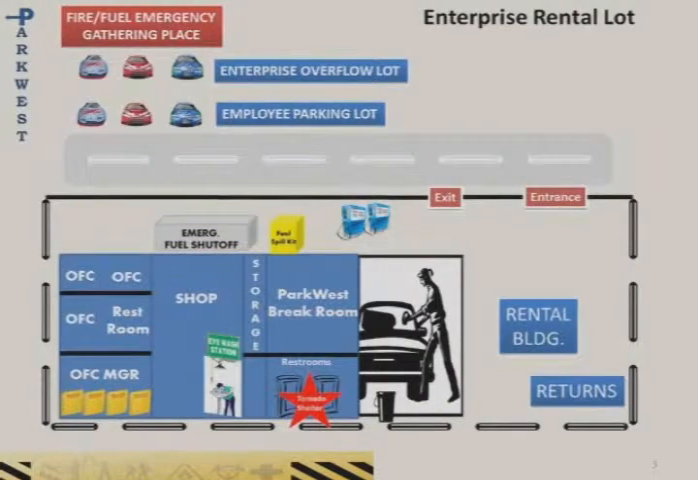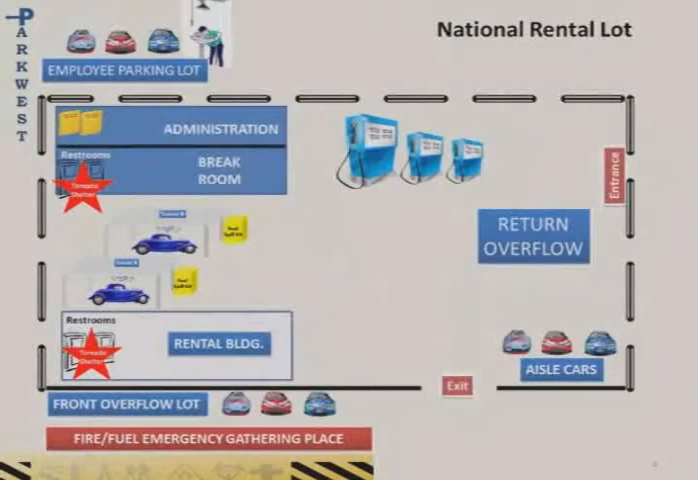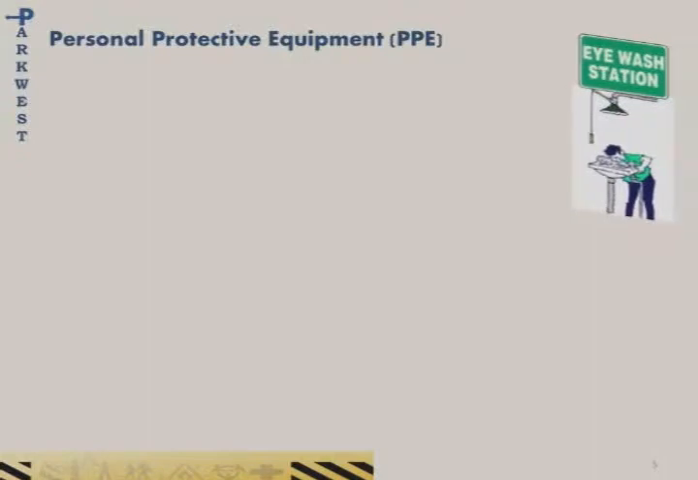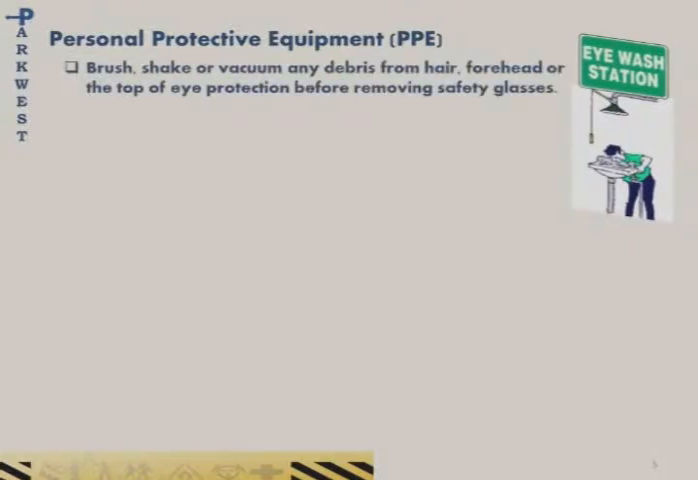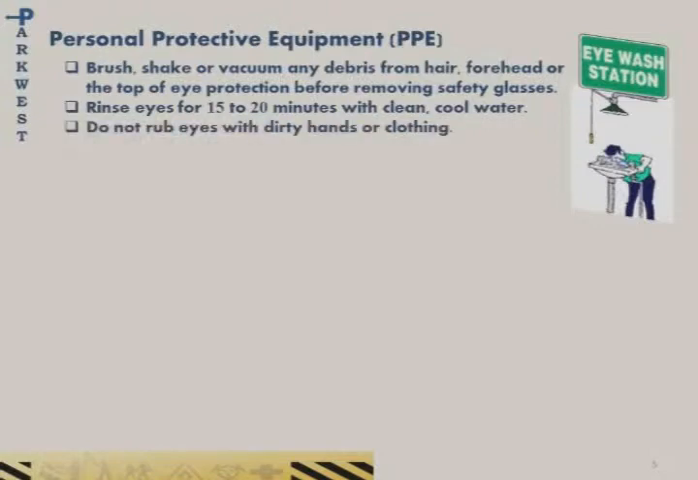Locate the eye wash station at your worksite. Chemicals can cause vision problems up to and including blindness. The best first aid for accidental contact is to rinse eyes for 15 to 20 minutes with clean, cool water.